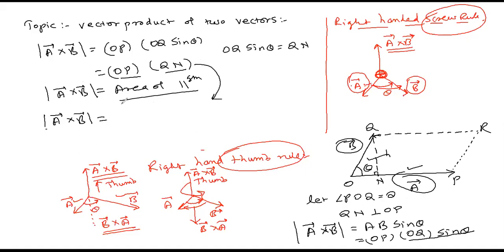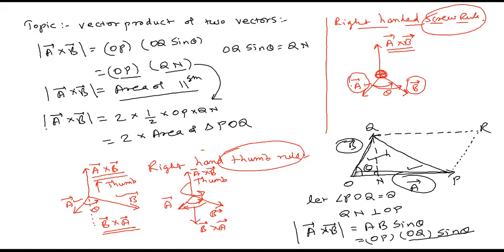I will take this formula, 2 into 1/2 into OP into QN. So I can write here 2 into the area of triangle POQ. See here from this figure, POQ is nothing but this triangle, and the area of this triangle is 1/2 of base into height. Here the base is OP and the height is QN. So I can write here 2 into the area of triangle POQ.